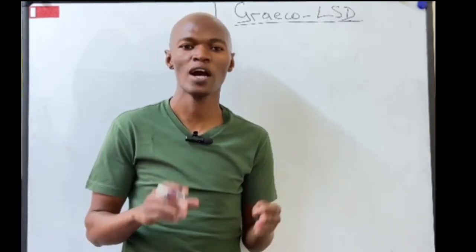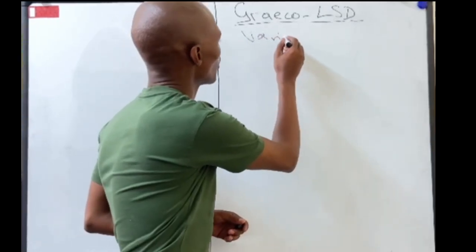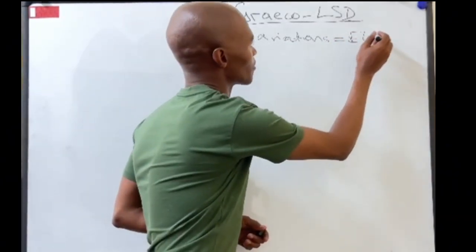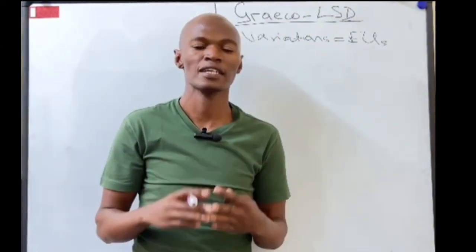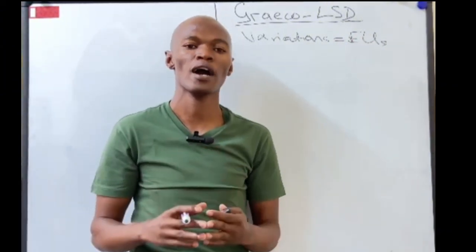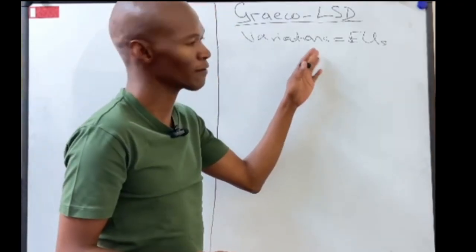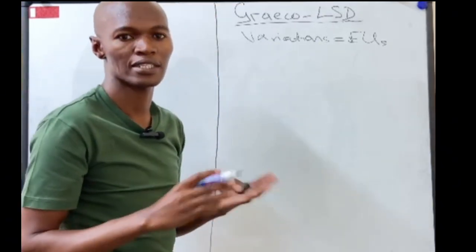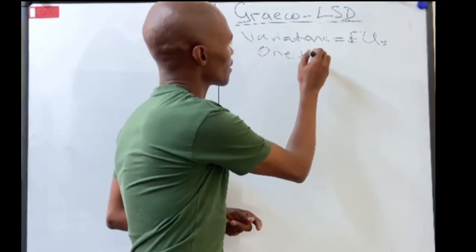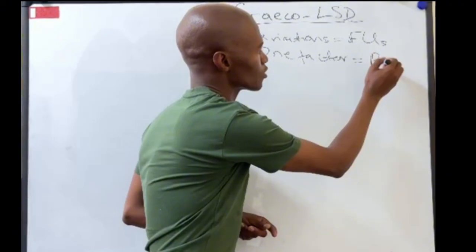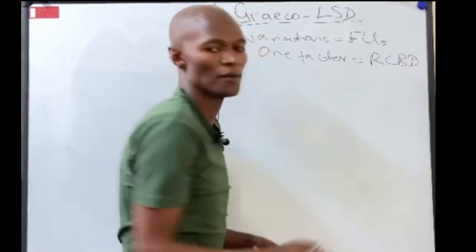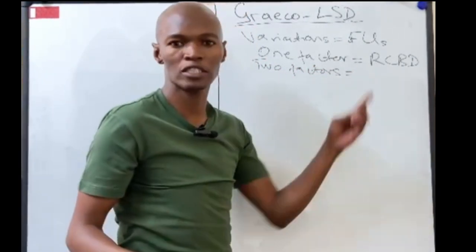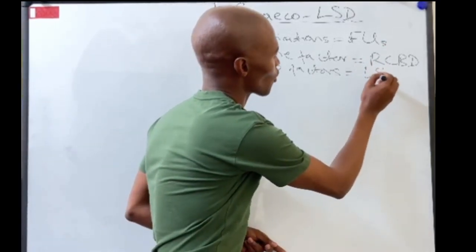Graeco Latin square design is one of the experimental designs that we use only once you observe variations among your experimental units. We always emphasize that experimental units are where you apply your treatments. So once you observe the variation in your experimental units, we have to consider different experimental designs. If it's only one factor that causes the variation, remember we said you can use the randomized complete block design. If you observe two factors that cause the variation in your experimental units, you use the Latin square design.